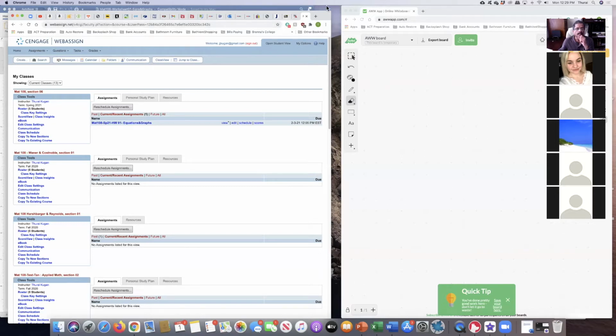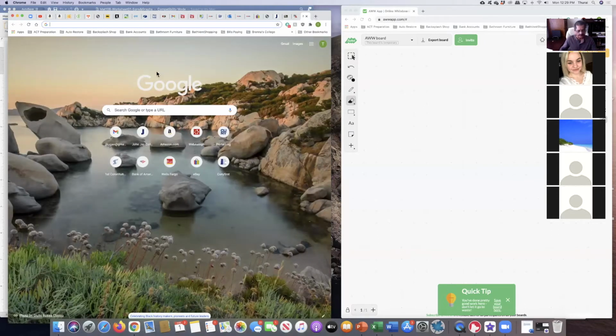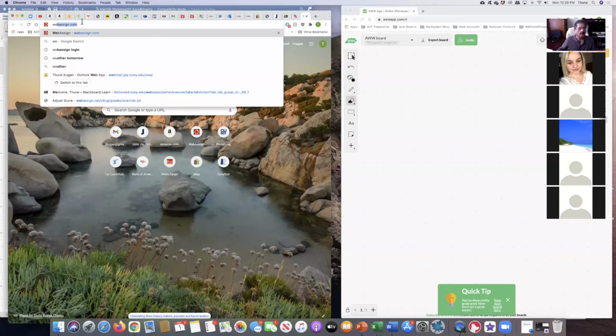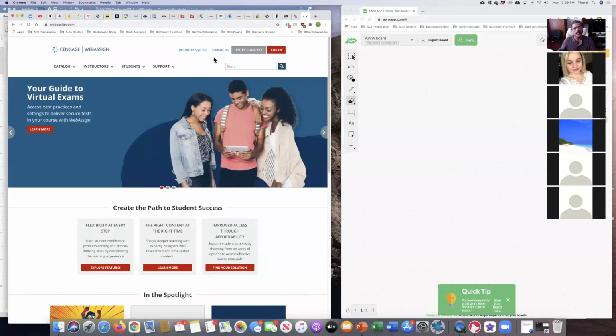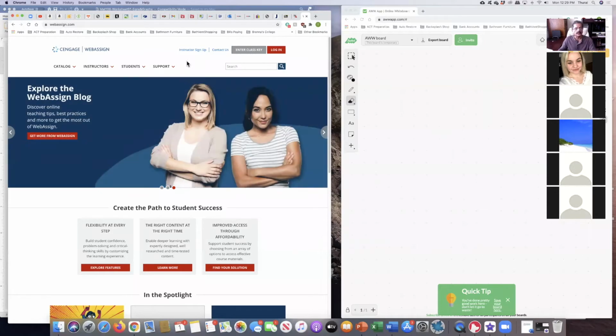After you do that the first time, in the future, you will just click at the login to log into the course. Only the first time you had to use this key to register. So after you register, it'll show you the course page.